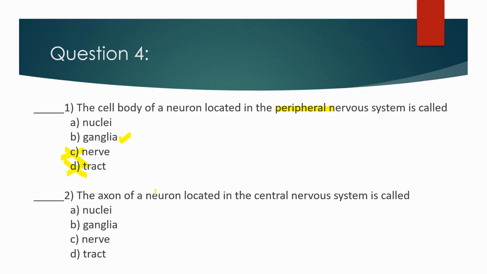be ganglia. And then the axon of a neuron located in the central nervous system. So if we're talking about central nervous system here, and we're talking about axons, so this time we can knock out those two because those are cell bodies. And so if it's in the central nervous system, we're going to call it a tract.